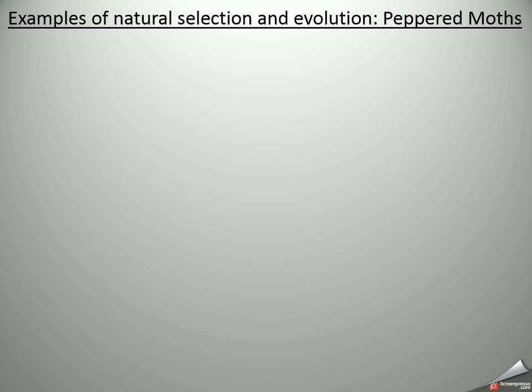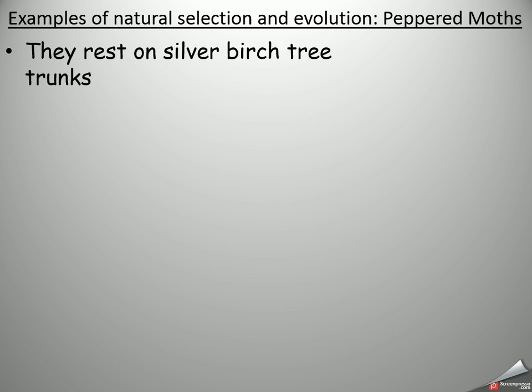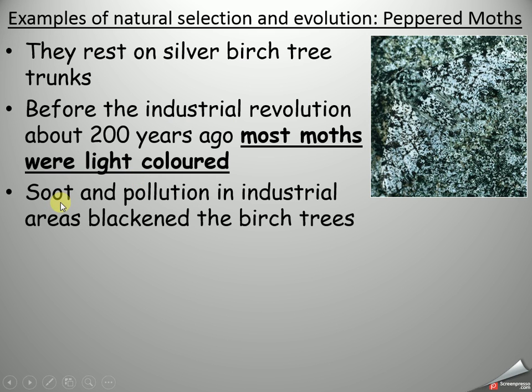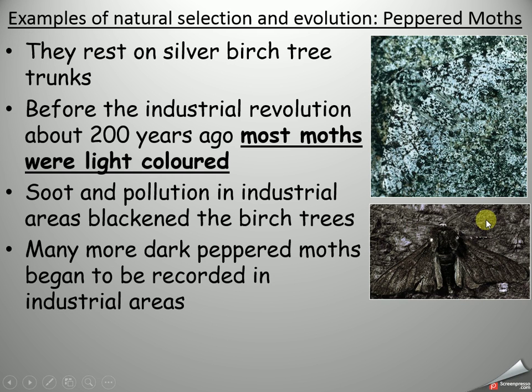So other examples of natural selection and evolution. Now, the peppered moth. Now they normally rest on a silver birch tree. So you can see this. It's very difficult to see the moth, but this is the outline of it right there. And so before the Industrial Revolution. Now, when I'm talking about the Industrial Revolution, I'm talking about how people suddenly started burning loads of coal in factories, etc. So most moths were on light-coloured trees. But soot and pollution in industrial areas blackened the birch trees, and they made them go that little bit darker.